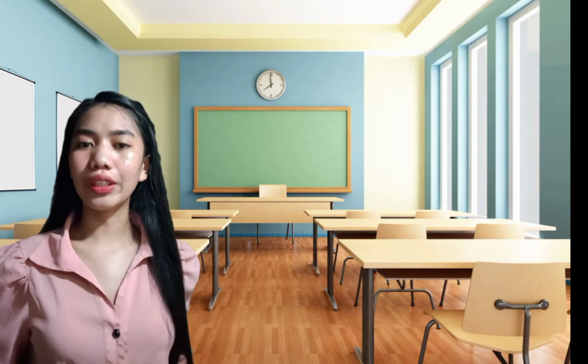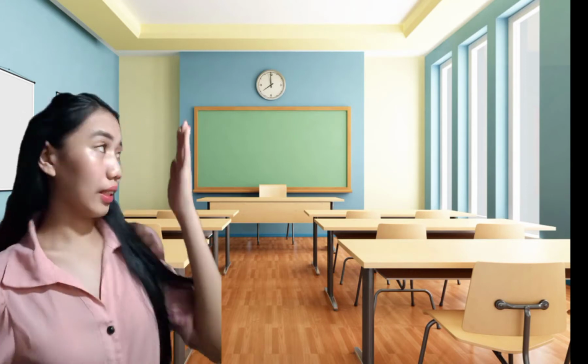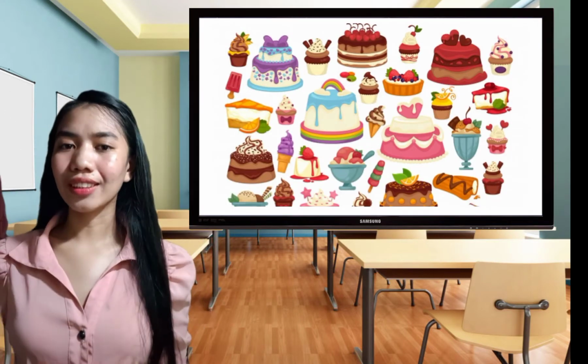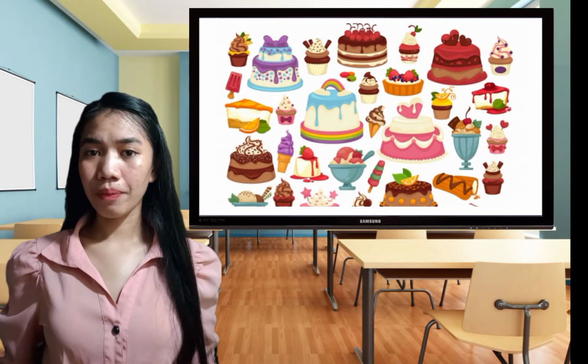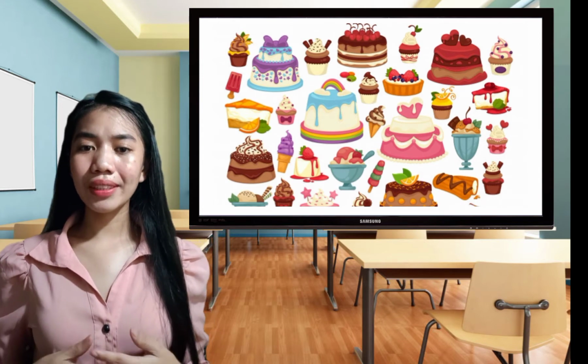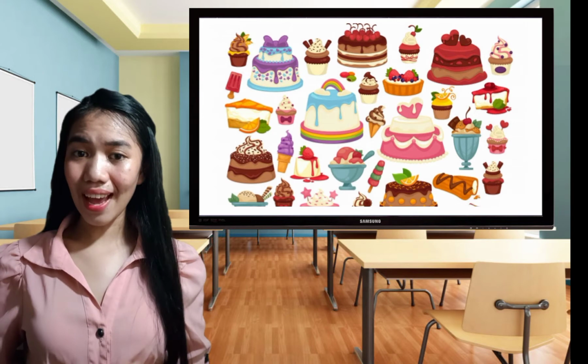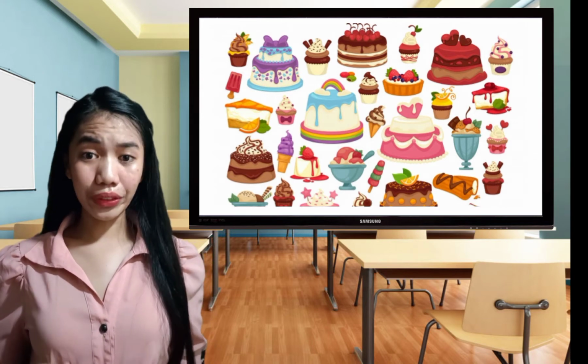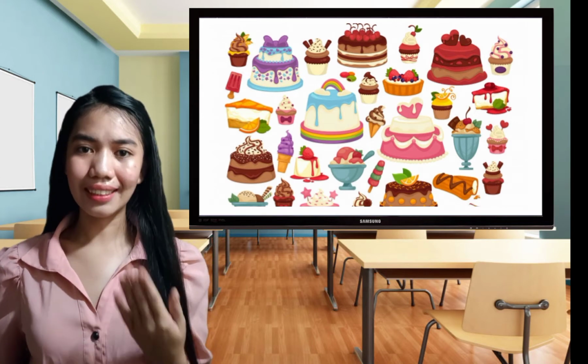We are going to proceed to our discussion by guessing the picture on the screen. Okay, class, what can you see on the picture? Just simply raise your hand if you know the answer. Okay, Miss Santos. That's right, an ice cream. Very good. Cakes, gelatin, that's it.